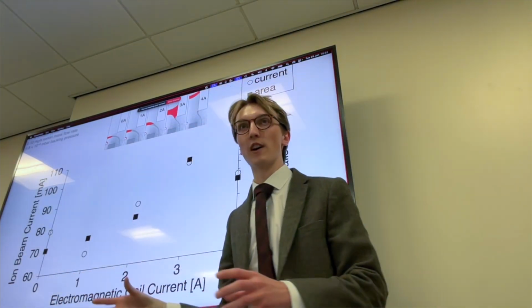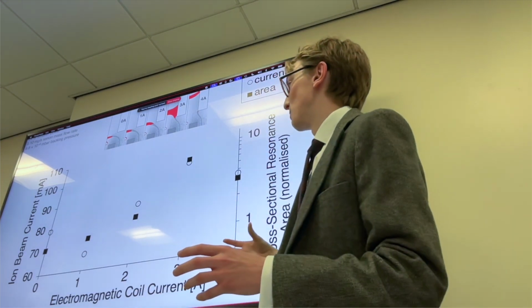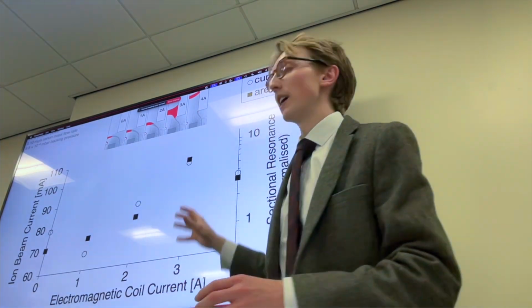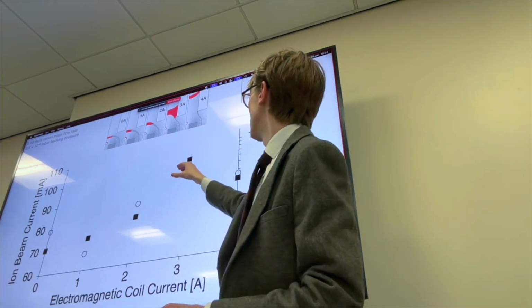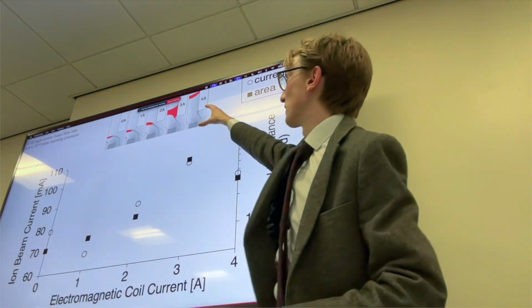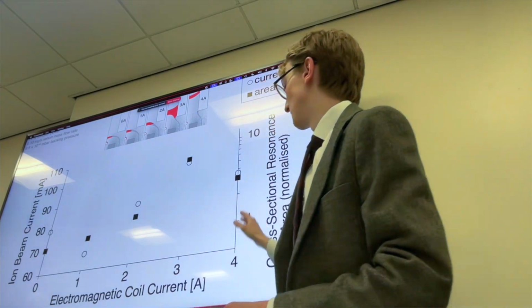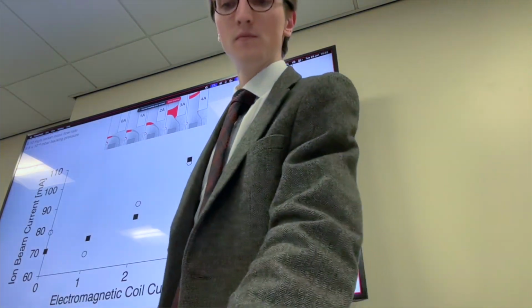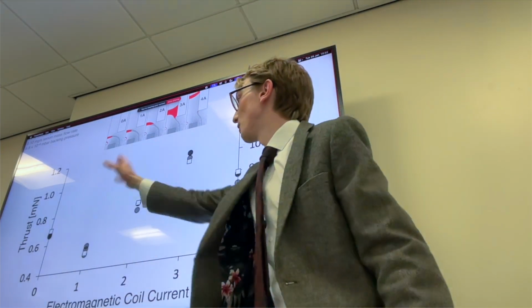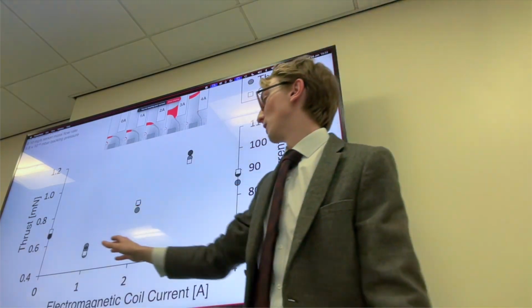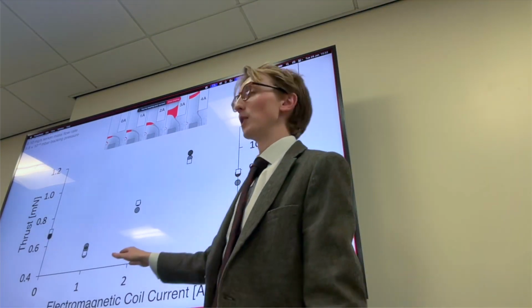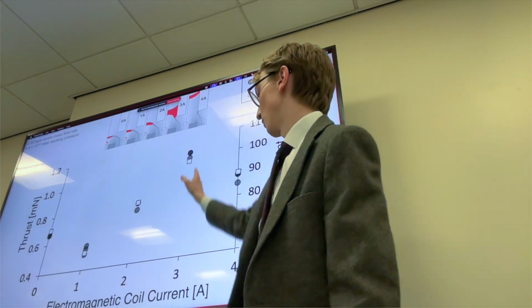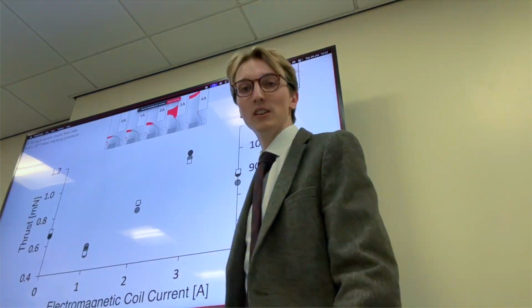So this is the total amount of ions in the beam of the thruster. And you can see here that, like thrust, it peaks at the maximum area of the resonance region, 3 amps, and then decreases again at 4. So we can plot both the thrust and the ion beam current over electromagnetic coil current. You can see these are very nicely correlated, and they both peak at 3 amps of electromagnetic coil current.